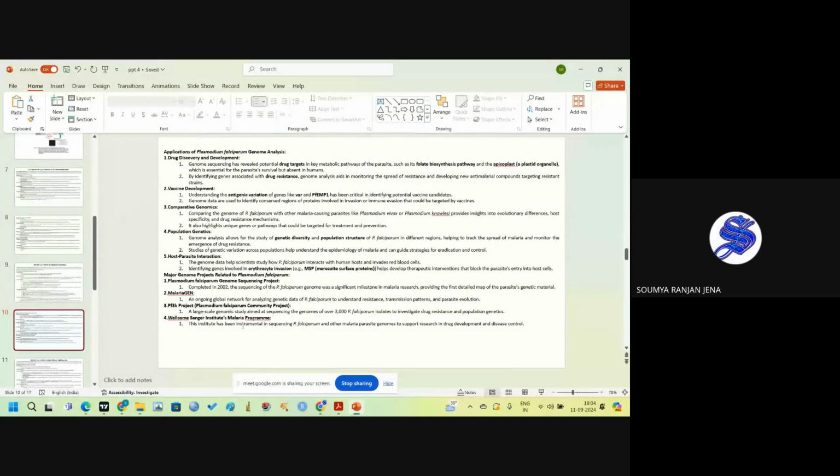And there is the Wellcome Sanger Institute Malaria Programme, because this institute has been instrumental in sequencing Plasmodium species and other malaria parasite genomes to support research in drug development and disease control. They have targeted drug development against this Plasmodium species.